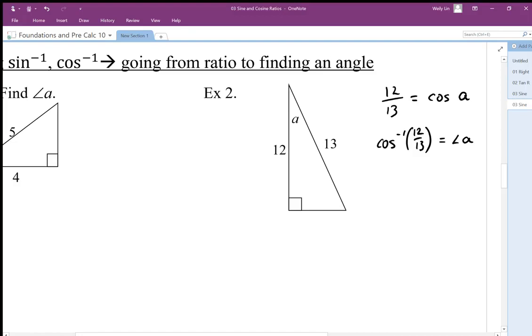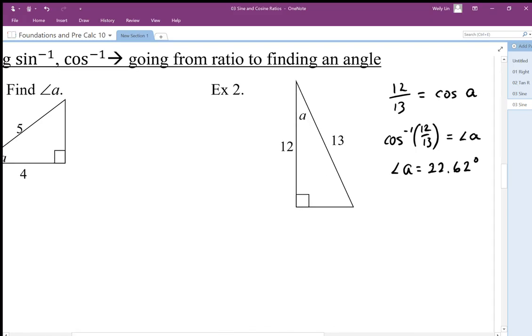So typing that into my calculator, I do second cosine of 12 over 13, and the angle A that I end up getting from my calculator is 22.619, so I'm going to round that to 22.62 degrees. And that looks about right. If my shape is given by the ratio of 12 to 13, the angle looks to be about 22.62 degrees. That seems about right.